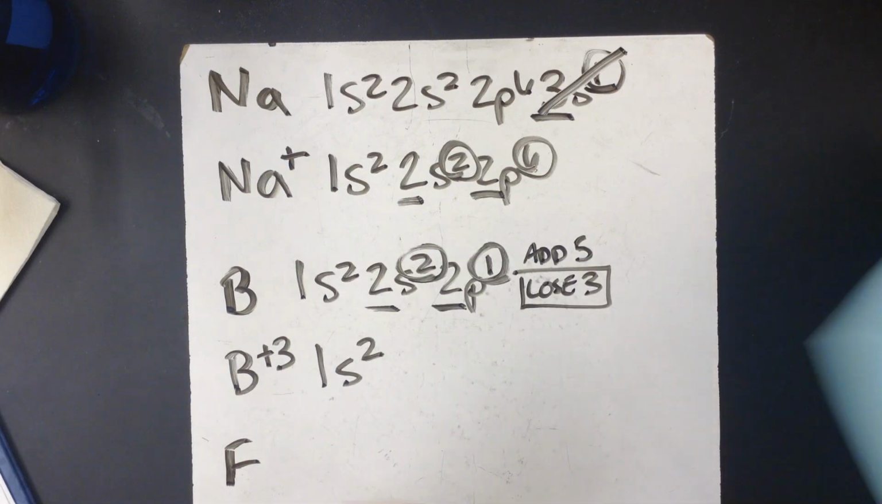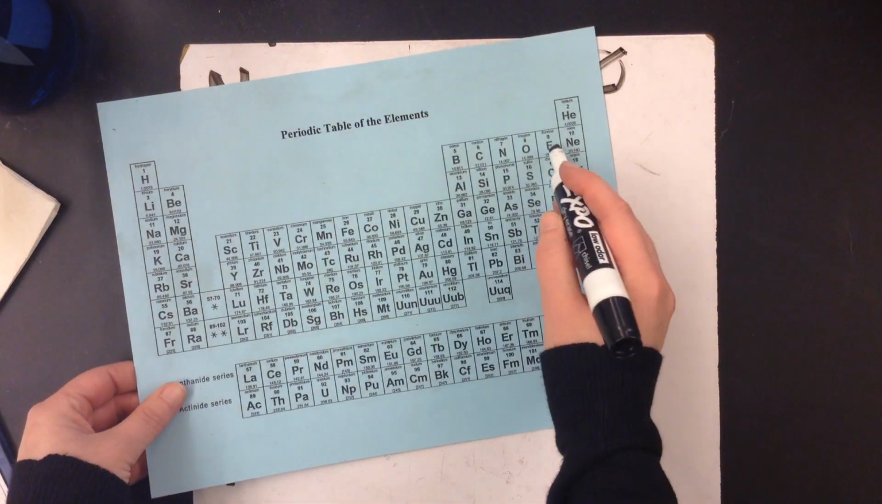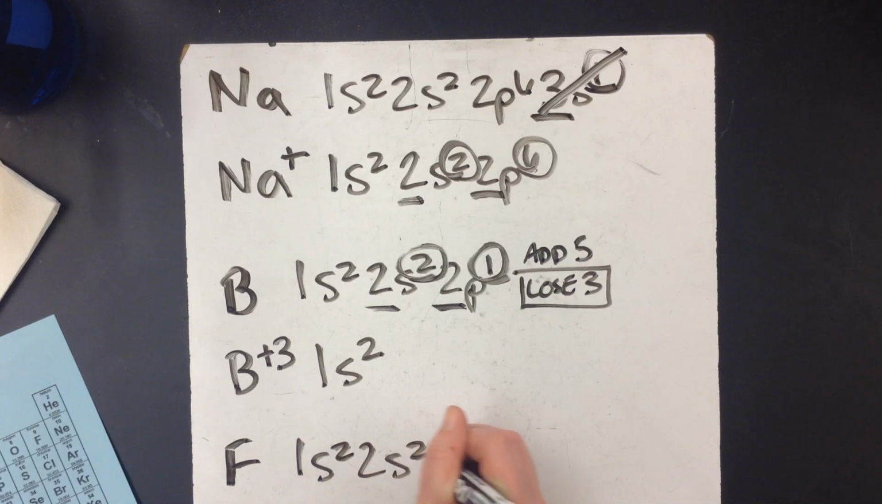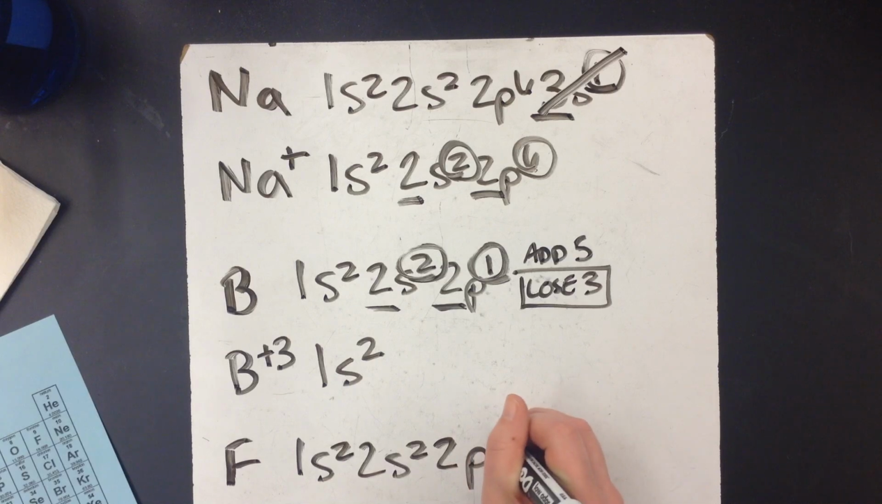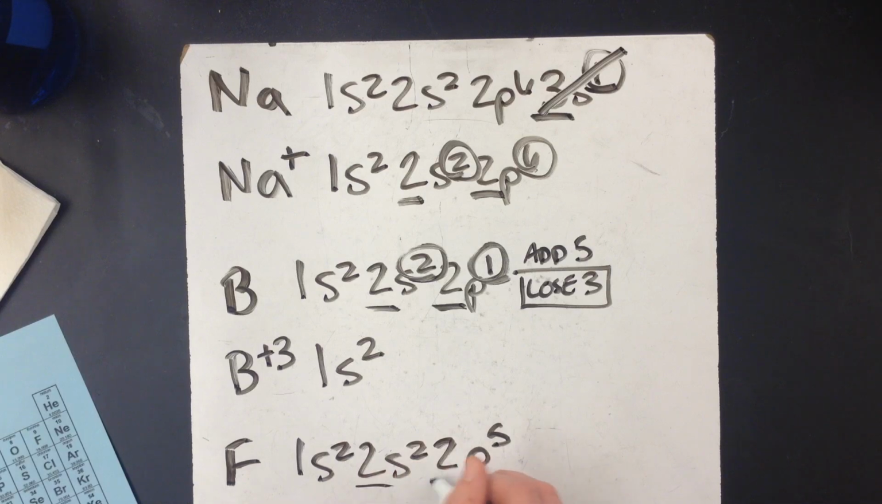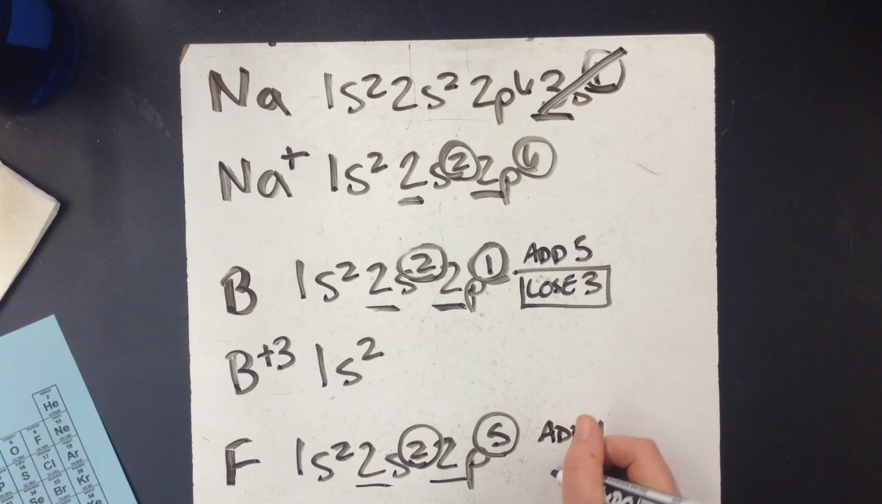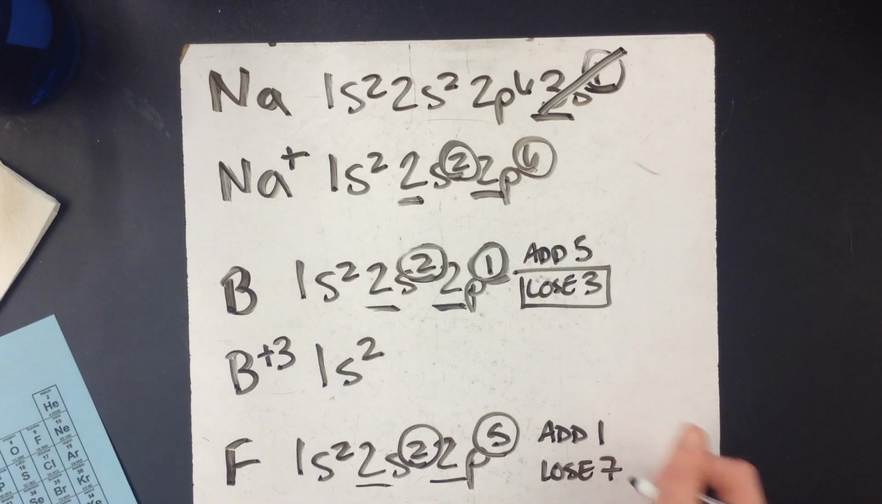Let's look at fluorine as our last example. So fluorine's here with 9. So it would have an electron configuration of 1s2, 2s2, 2p5. Now fluorine's highest energy level is the 2nd energy level. It currently has 7 valence electrons. So we could either add 1 or lose 7. Which do you think is more likely? Well, it's more likely that fluorine is going to add 1 electron.